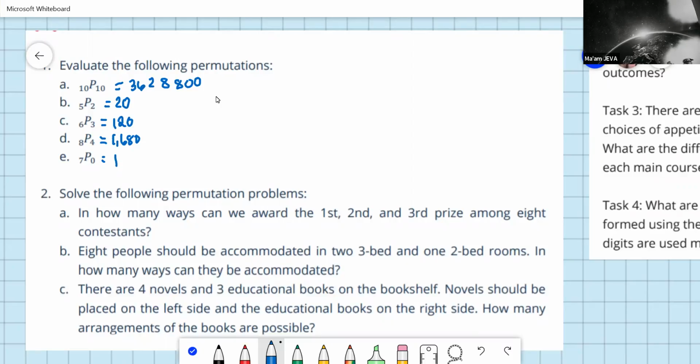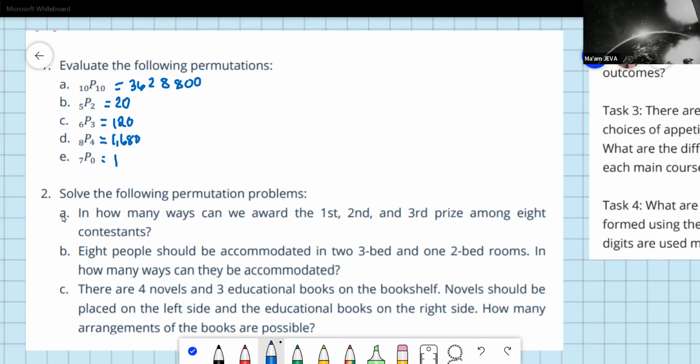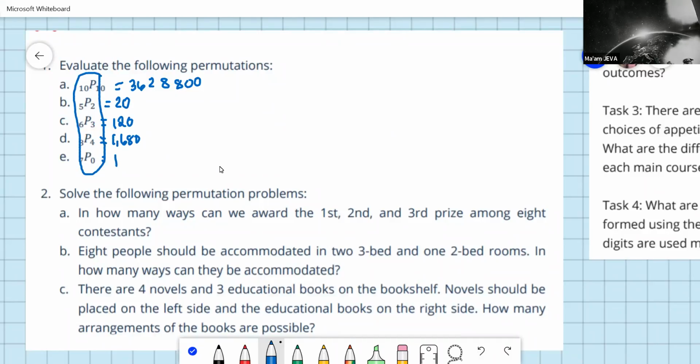Okay, so let's try to review also when you use problem solving or problems like number 2. Okay, so we will not get the answer, but we will just identify what kind of permutation this is. Though this is with a subset, but we will see. Okay, for letter A, in how many ways can we award the first, second, third prize among 8 contestants? Give me the like this lang. Okay, do not evaluate.